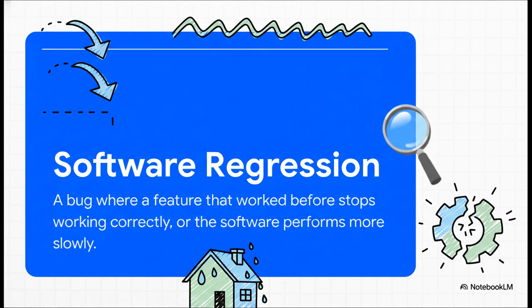So first up, we've got software regression, and honestly, it's pretty much what it sounds like. The software regresses. It takes a step backward. A feature that was working perfectly fine yesterday suddenly breaks after an update. Or, like we just talked about, the whole app gets sluggish. It's the digital equivalent of fixing a leaky faucet in the kitchen, only to find you've somehow caused a pipe to burst in the bathroom.